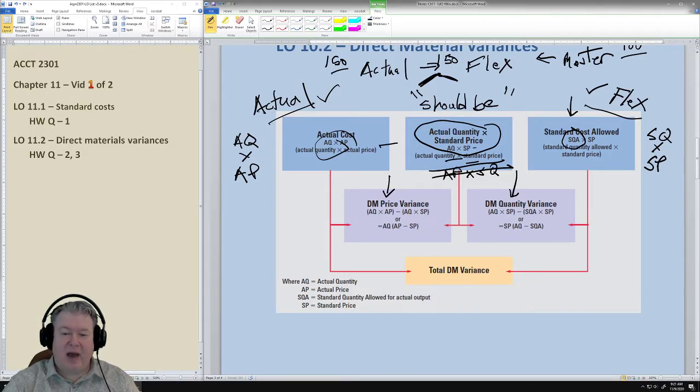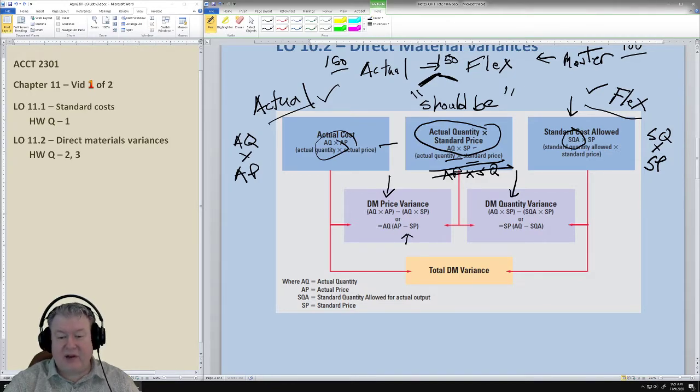Another way to think about it is, if we're trying to look at the variance of price, we're trying to look at the difference in price, right? Well, here, if you look at what's in the brackets, the difference in price is the actual price minus the standard price. Well, that makes sense. If we're looking at the difference in price, doesn't that mean we're looking at the difference between the actual price and the standard price?